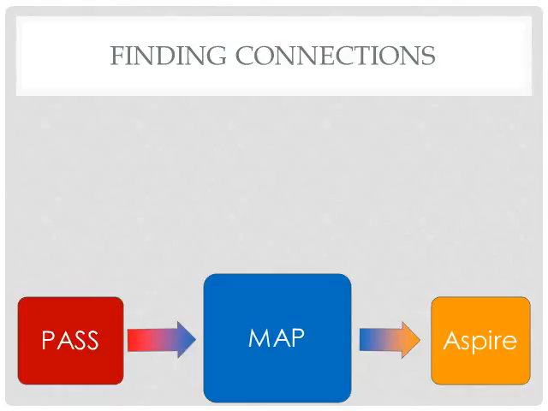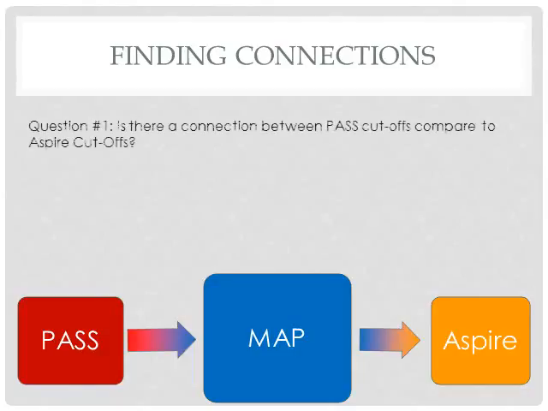When we're trying to use a new test to identify a similar group of students as we used to use PASS for, I'm going to start by answering a question. The first question I'm going to try to answer is: is there a connection between PASS cutoffs as far as their achievement levels compared to Aspire cutoffs, their readiness levels?